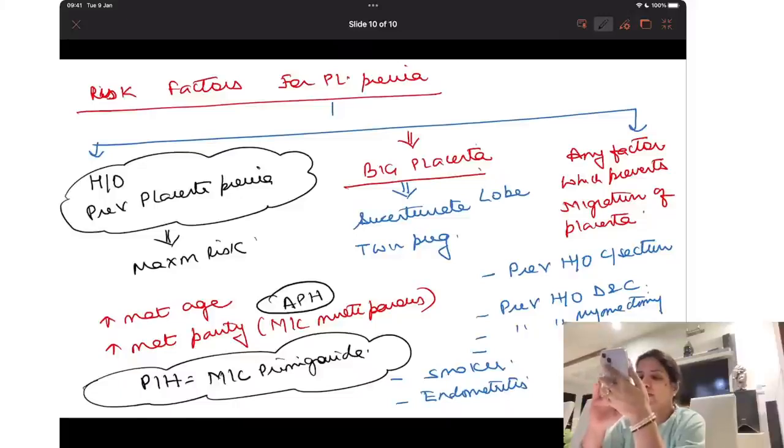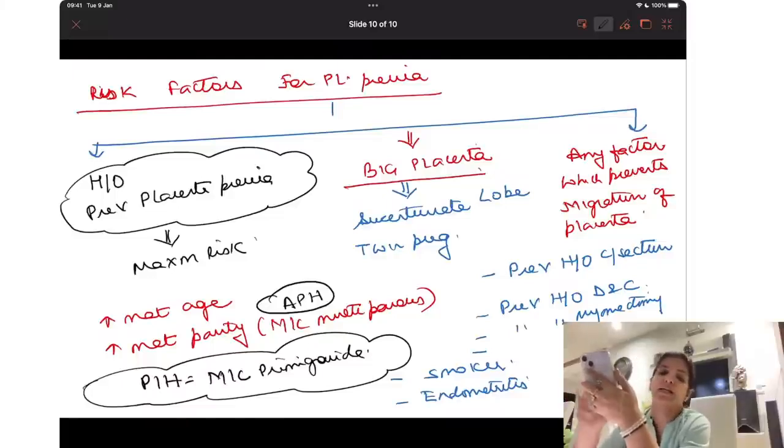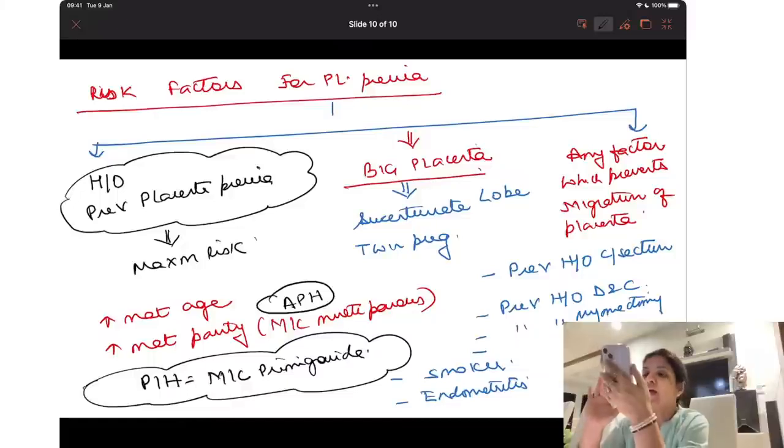Then 5 accelerations are seen for 15 seconds on 3. Obviously, if you are getting 2 or more than 2 accelerations in a period of 20 minutes, that means that the NST is reactive.